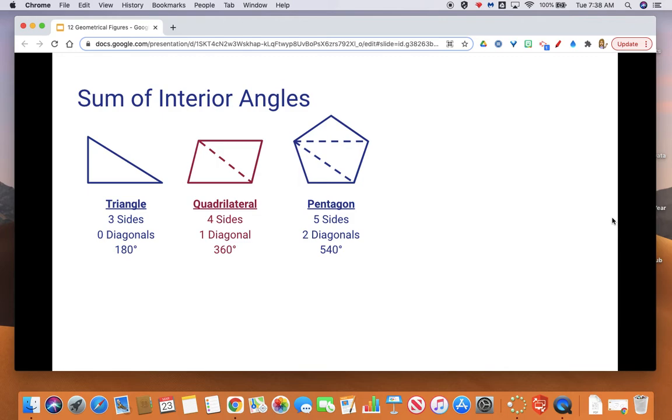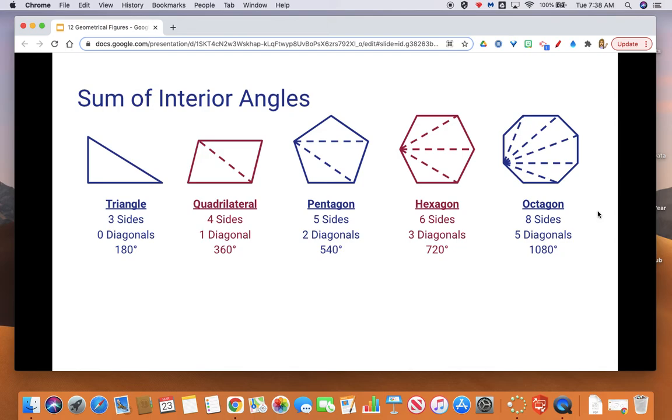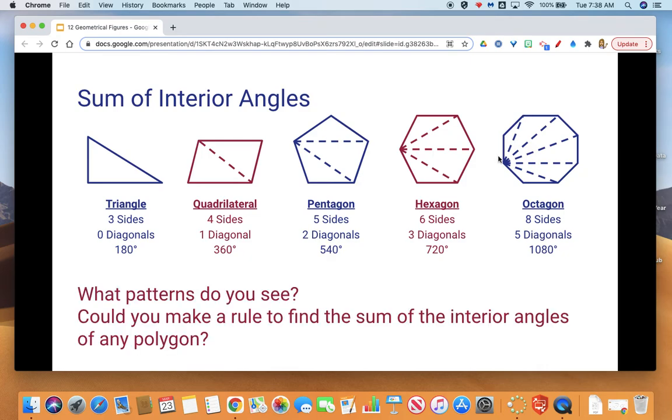Pentagon has 5 sides. That gives us 2 diagonals and a sum of 540 degrees. Hexagon has 6 sides, 3 diagonals, and 720 degrees for the sum of interior angles. Octagon has 8 sides, 5 diagonals, 1080 degrees for the sum of interior angles. Have you picked up a pattern? Could you make a rule to find the sum of the interior angles of any polygon? What do you notice about the connections between some of these numbers?